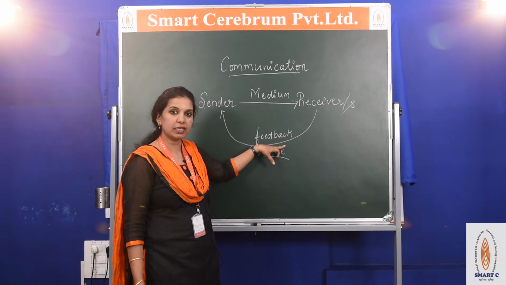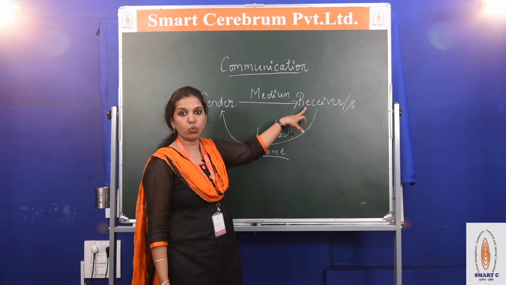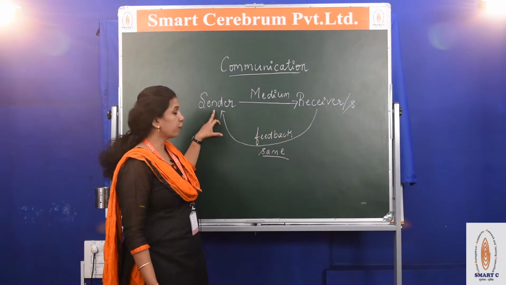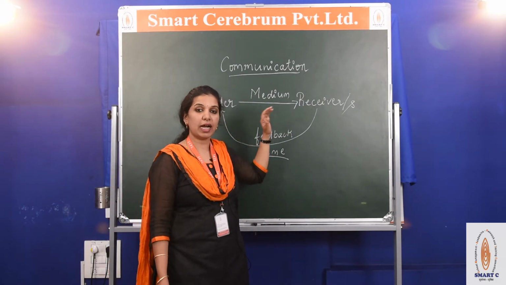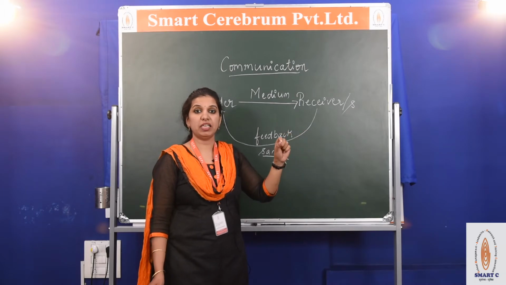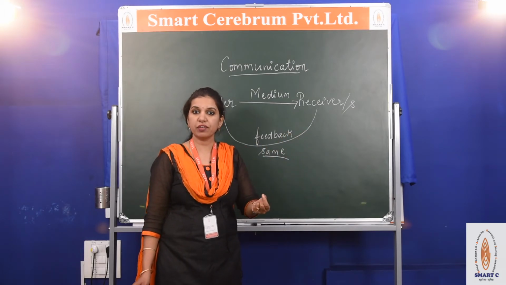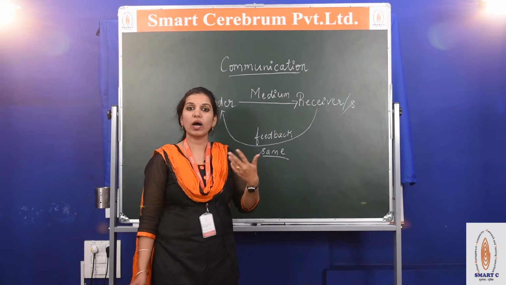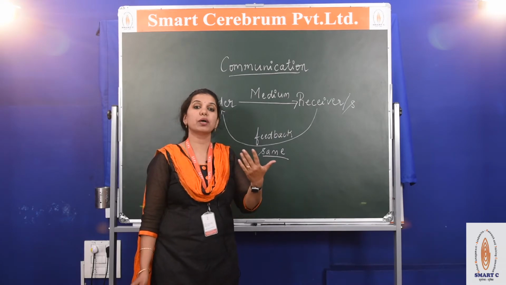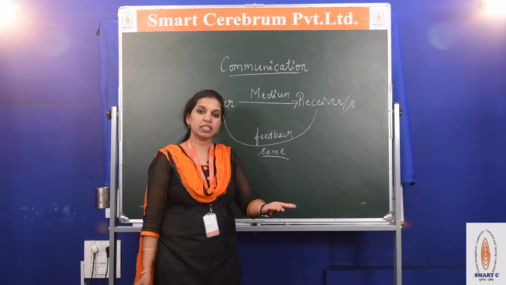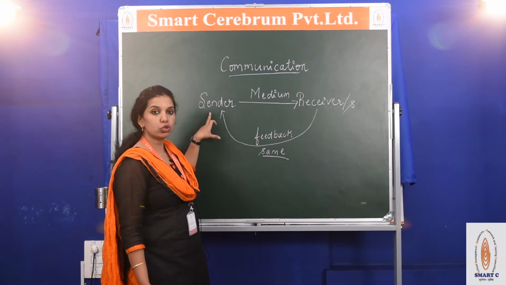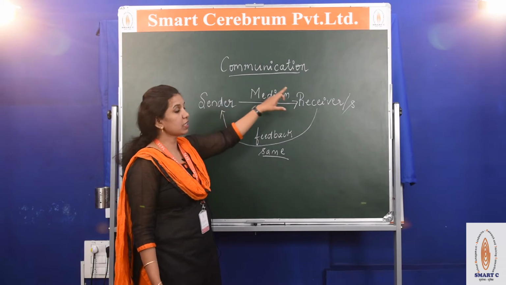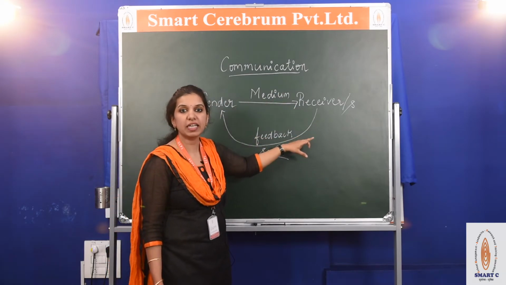The communication cycle is complete only when the receiver gives feedback to the sender. It can be as simple as yes, I understood, or it can be a written communication where you can write the feedback to the sender. Or while speaking, when you are communicating to the other person, the receiver can just give a slight nod, which also is the feedback. So feedback comes back from the receiver to the sender, and that is when the cycle of communication is complete.